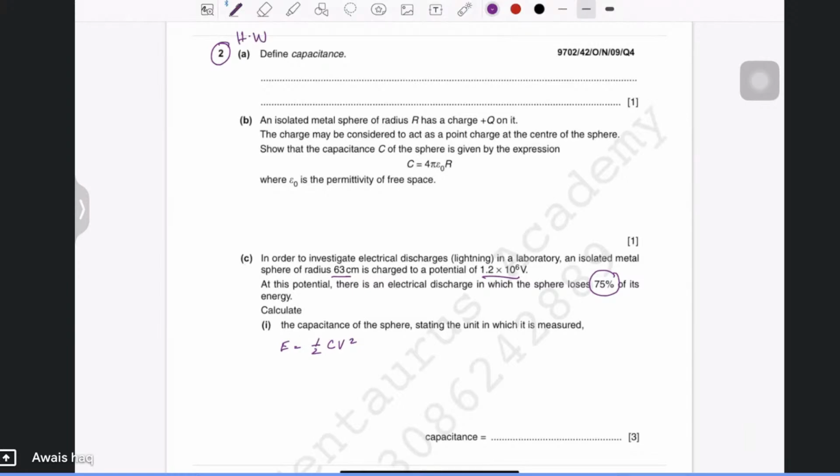75% of energy lost means that now only 0.25 remains, right? And we need to find V squared. Is it clear? Now you just put it this way: 0.25 times half C V naught squared equals half C V squared. This cancels out, and you're going to get 1.2 times 10 raised to the power 6 divided by under root of 0.25. What do you get then?